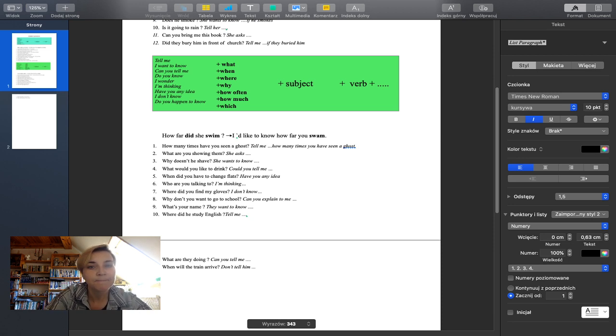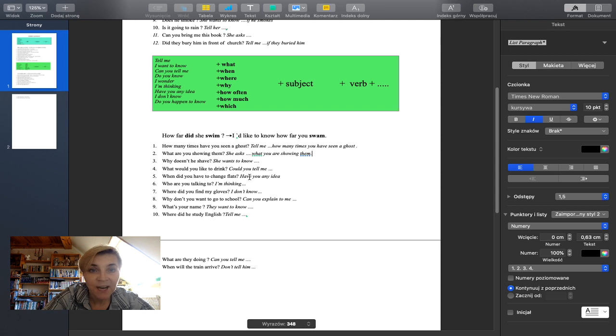And now I would like also to focus your attention on the punctuation. Look, in this sentence, I put a full stop at the end. Yes, a full stop. And here I will also put a full stop. What are you showing them? She asks, question word what, you, and now the verb, what you are showing them. And again, the full stop at the end.